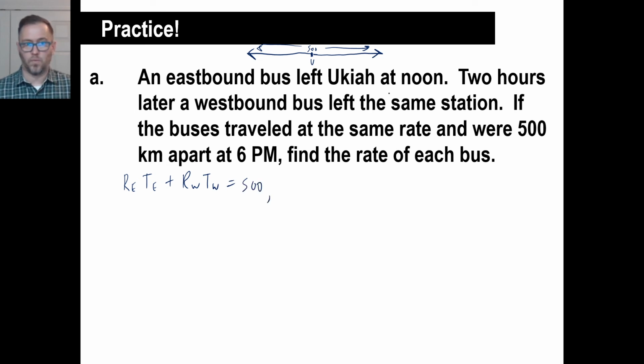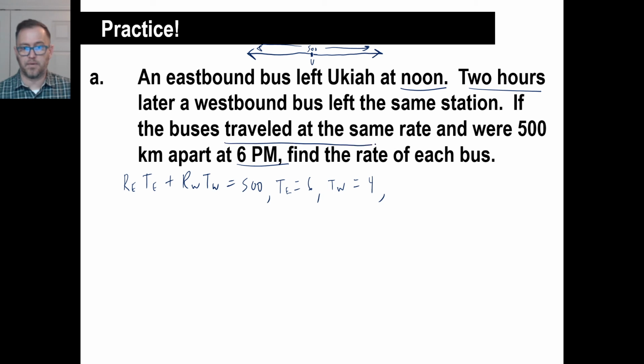All right. The eastbound leaves at noon and it stops at 6 p.m. So the time of the eastbound bus is going from noon to 6 p.m. So that's going to be 6, of course. All right. Two hours later, which means the time of the westbound bus was 2 o'clock to 6 o'clock, which is 4 hours. Oh, excuse me. Yeah, 4 hours. They traveled at the same rate. Well, you tell me that equation. What's that going to be?